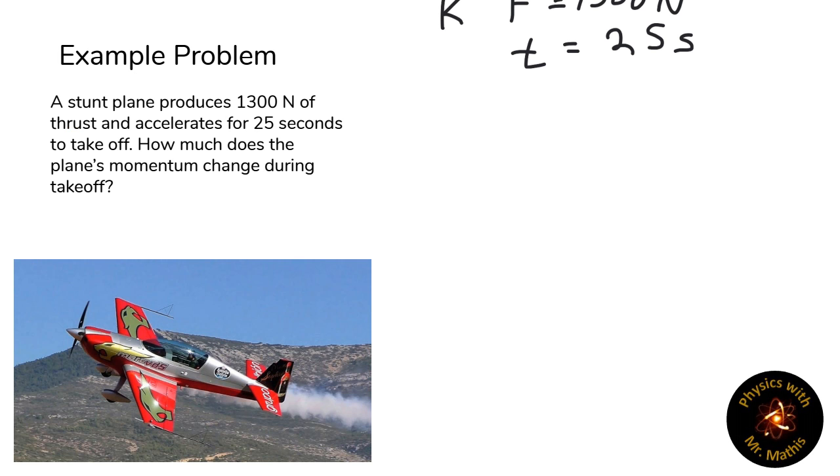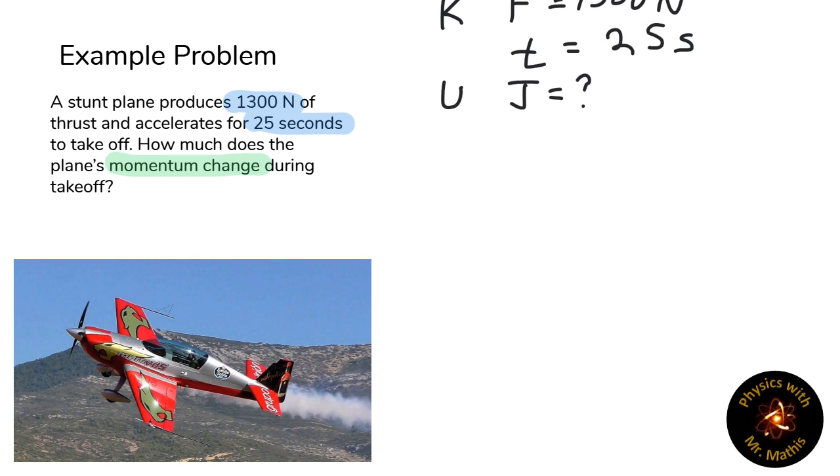The problem tells us that the plane produces 1,300 newtons of thrust, which is a kind of force, and that it accelerates for 25 seconds. So we have our force and our time. The question in the problem is how much does the plane's momentum change during takeoff?